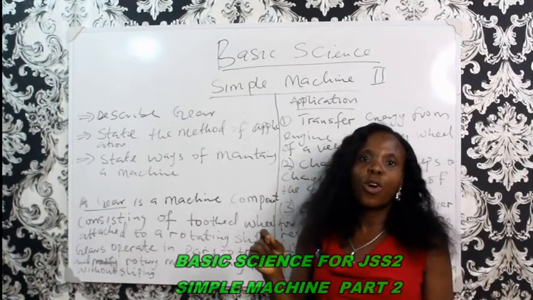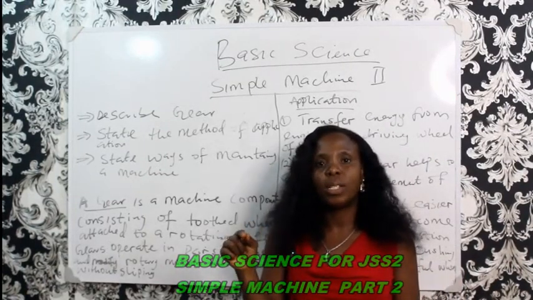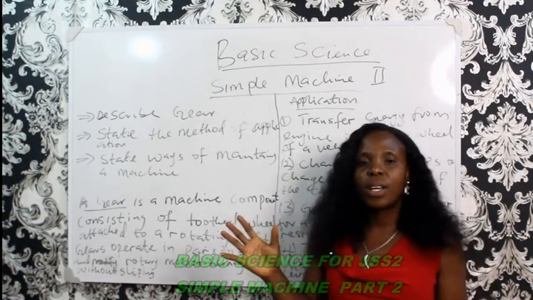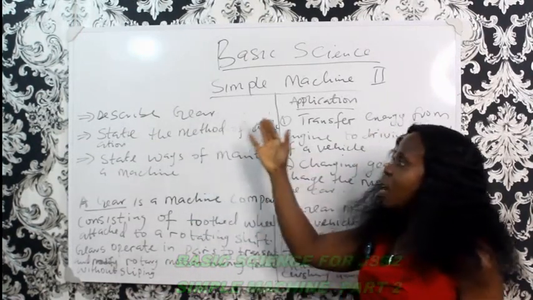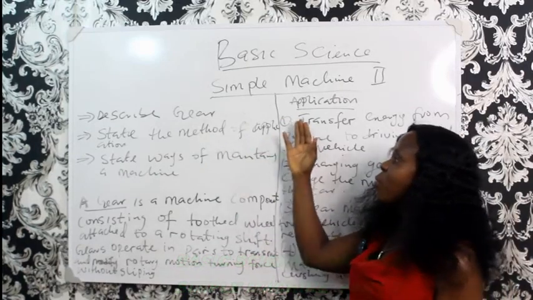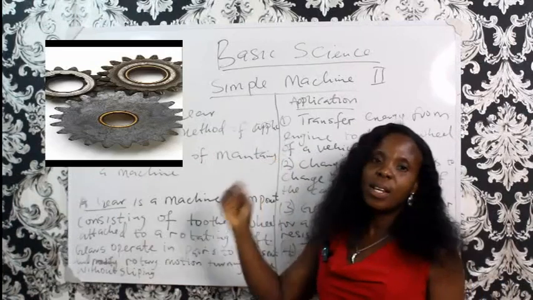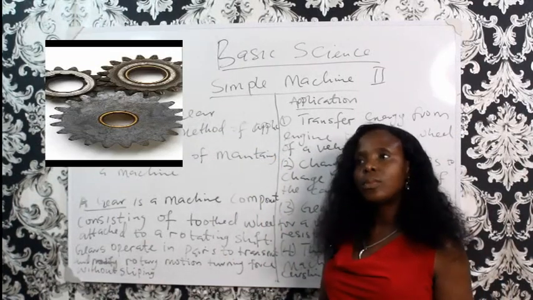Today we want to talk of a component found in a machine, and that is a gear. Our objectives for the class are three: describe gear, state the method of gear application, then state ways of maintaining a machine.